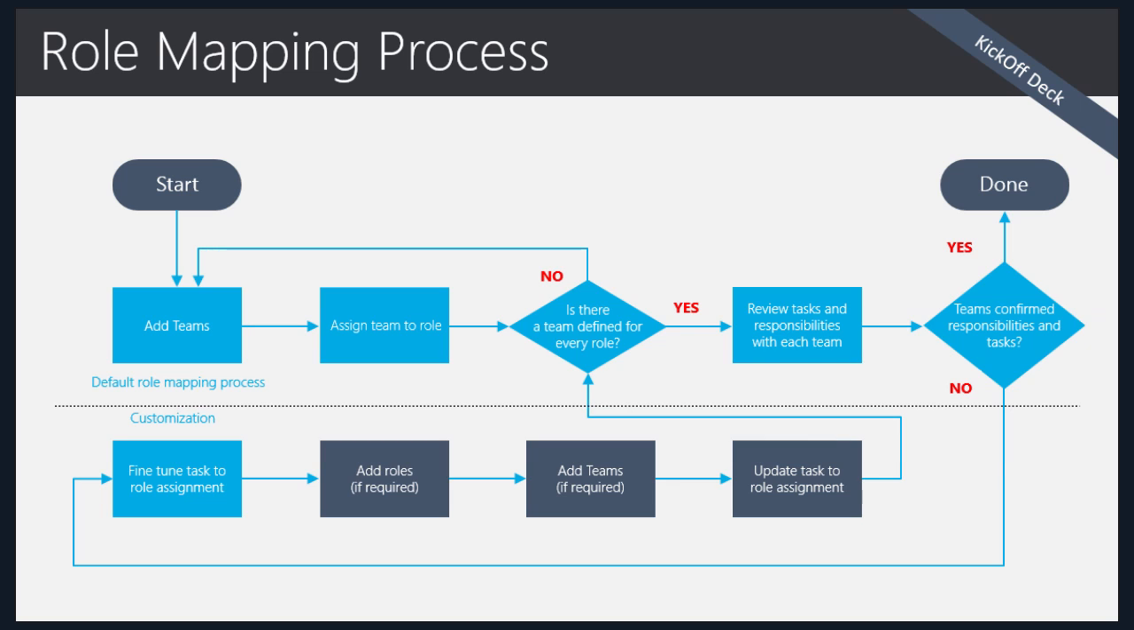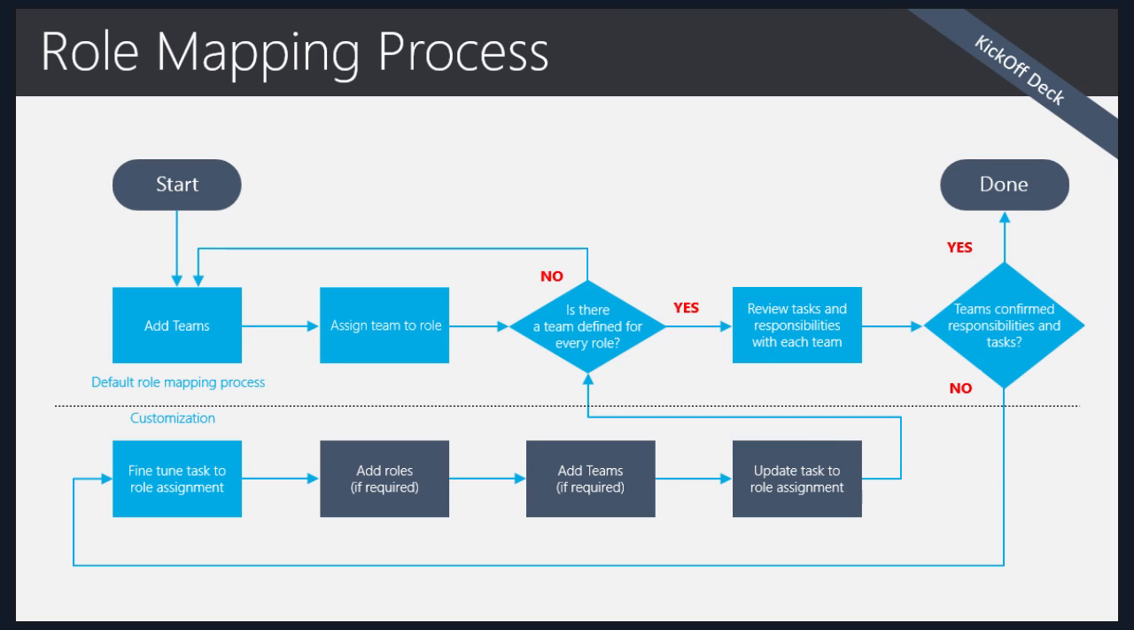If that's not the case, you'll enter the lower process here, which is the customization, where we can really go in and start fine-tuning the role assessment. You can add additional roles if required, add additional teams if required, and update the task and role assignment. You'll do this so that you can finally get agreement from all the teams that are involved here.